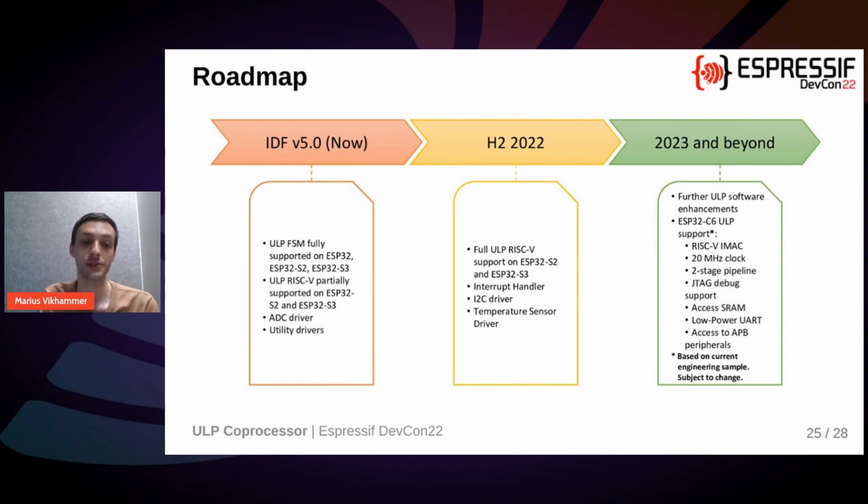It will have JTAG debug support, so now you can actually see what's going on in your ULP core. It will be able to access all of SRAM. Of course, you won't be able to use the SRAM while sleeping, but it can give you some extra stuff to work with when the main core is awake. It will also come with a low-power UART, which is like a new RTC peripheral we're adding. And then it will also have access to all APB peripherals.